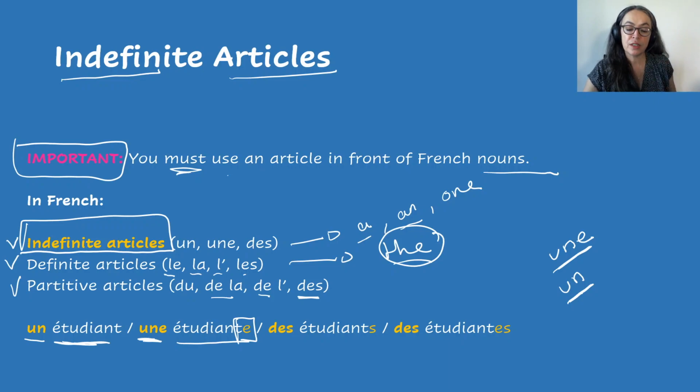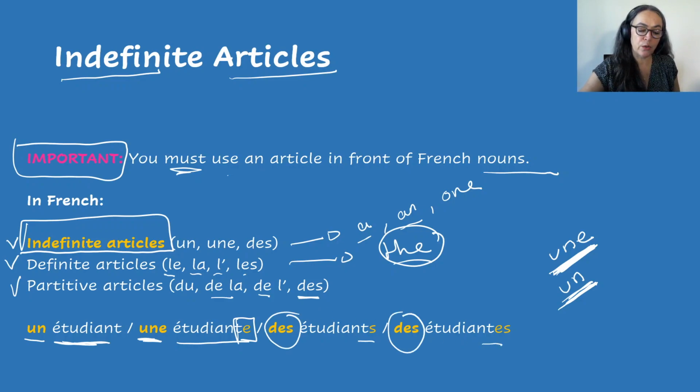You hear the pronunciation, feminine, une, or un, very different. So it's important because we hear this when we speak. We're going to hear if the word is feminine or masculine. If the word is masculine or feminine, but it is plural, then we're only going to use des. Des étudiants, masculin pluriel, ou bien des étudiantes, féminin pluriel, that doesn't change.